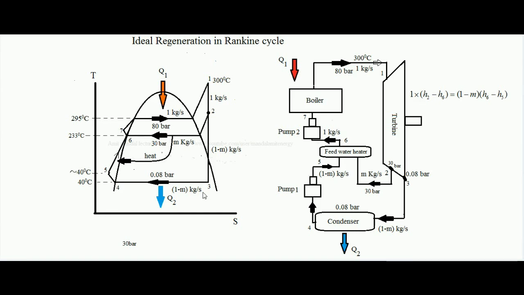Secondly, in case this process is not used, then condensation of steam would have been taken with 1 kg per second, but now how much steam is condensing? That is 1 minus m kg per second. Steam is condensing in the condenser. So the amount of steam flow rate in the condenser is reduced, so automatically Q2 is reduced. Okay, so this is what the regeneration process is.